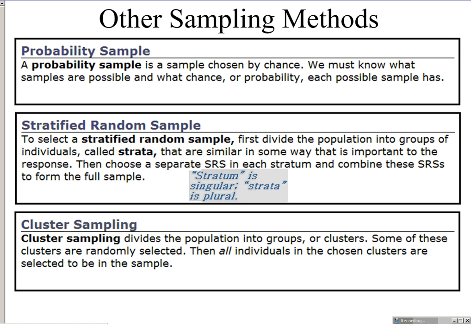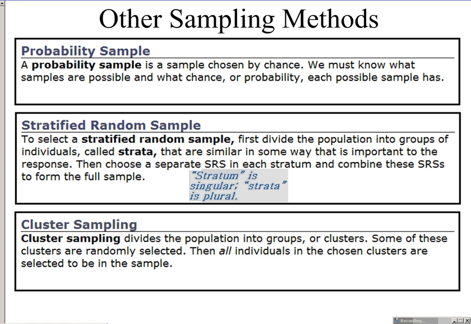So we would separate the males from the females, and within the males take a simple random sample of, let's say, 100, and from the females take a simple random sample of 100, and combine those two at the end to get an entire sample of 200 individuals, guaranteeing that we're going to have half males and half females in our sample.